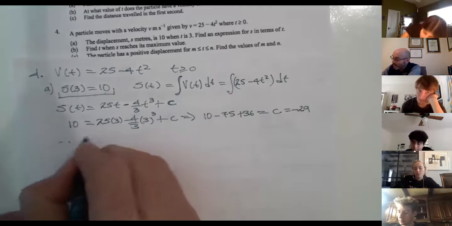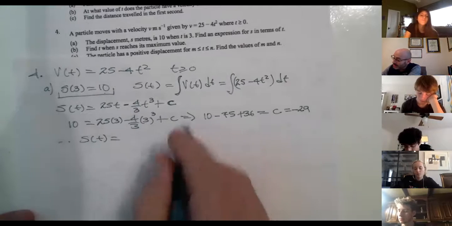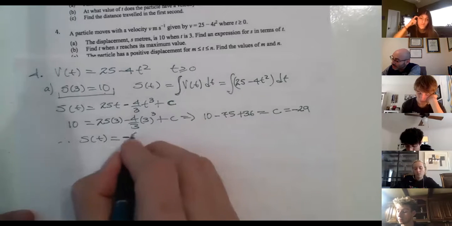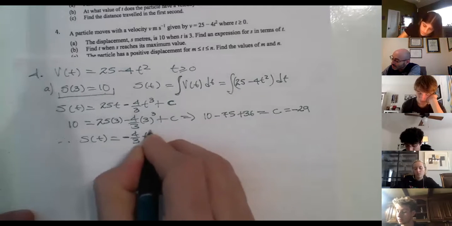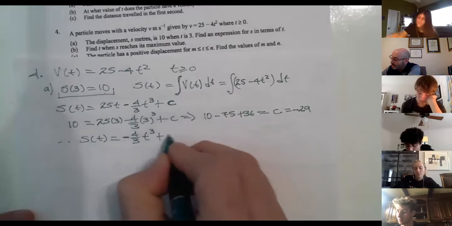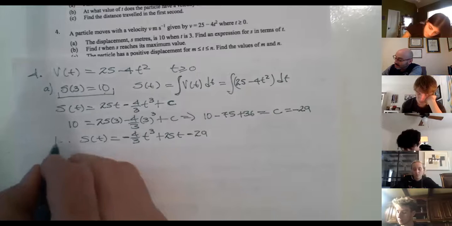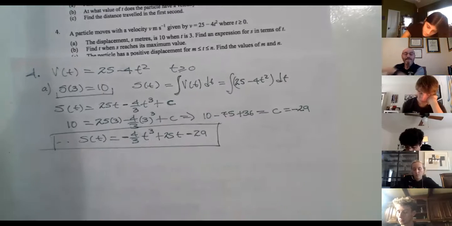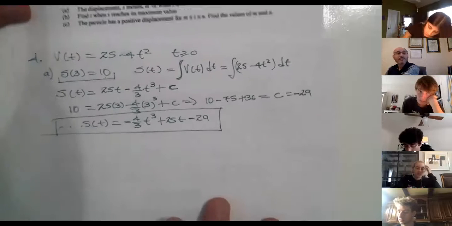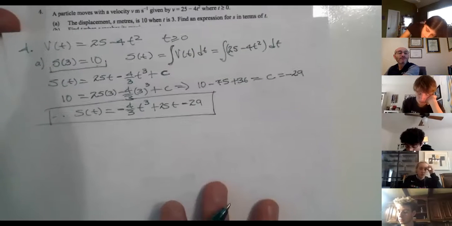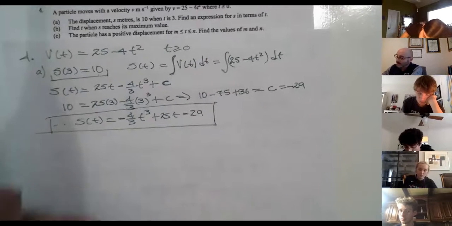All right. So the position then is, I'm going to put this in order, negative 4 thirds t cubed plus 25t minus 29. So this is the position function. All right. That's the position. Questions? No? Yes? All right. So if there are no questions, let's move to B. So let's do B.